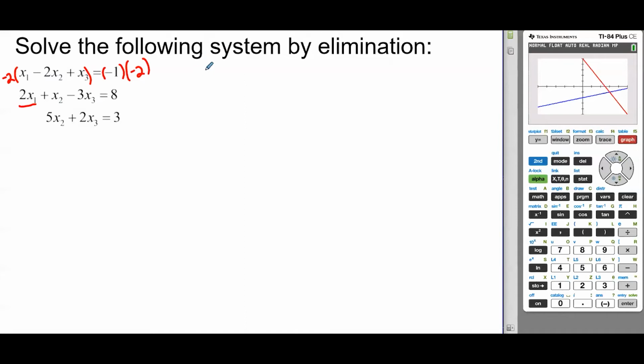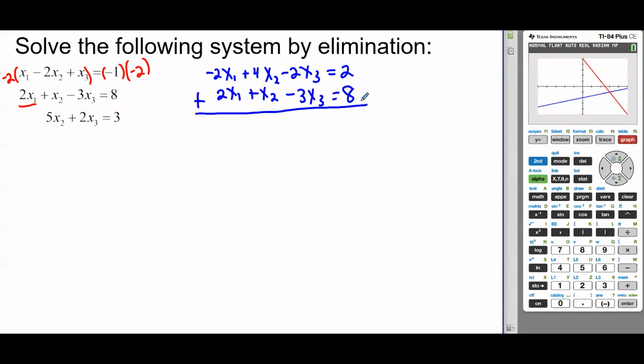So I'll just do this to the side here. -2x1 plus 4x2 minus 2x3 equals +2. And then I'll write the second equation. And we'll do our addition problem. So we add, the x1's cancel out. We get 5x2 minus 5x3 equals 10. And we could simplify this a little, right? We could divide both sides by 5 and get x2 minus x3 equals 2.